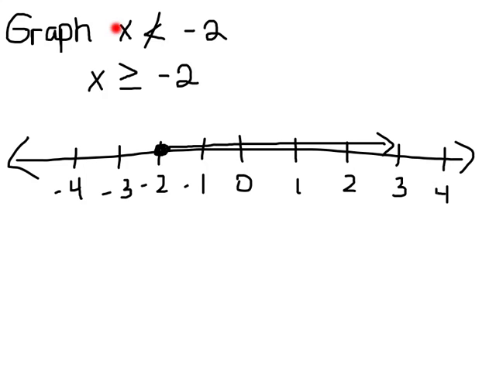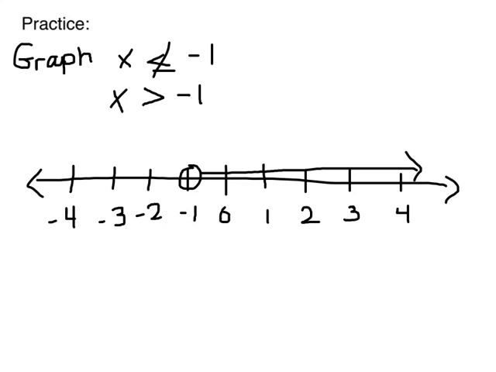This example says x is not less than negative 2. So if it is not less than, it is greater than or equal to negative 2. If it is equal to, it includes, so we put a closed circle, and then we take our line going to the right.